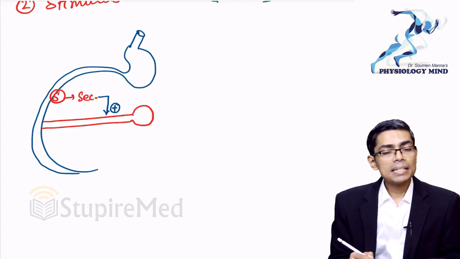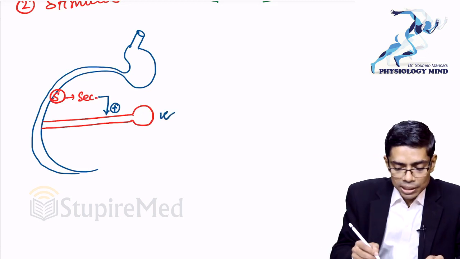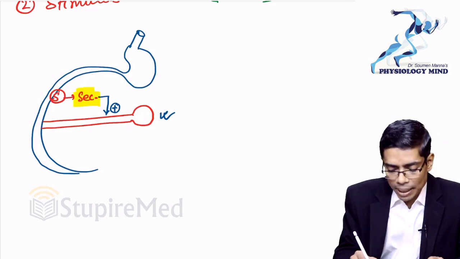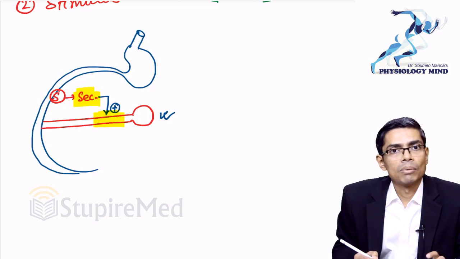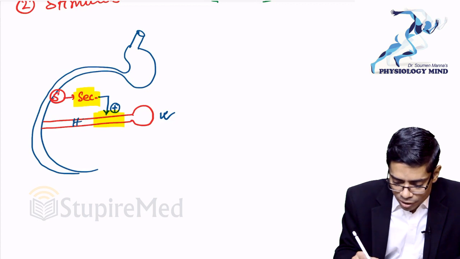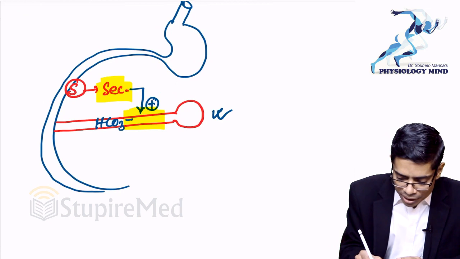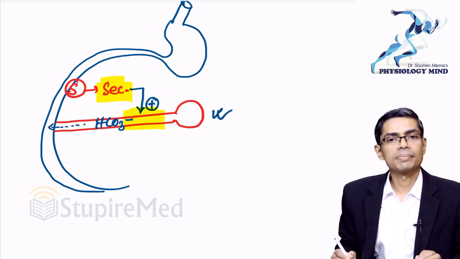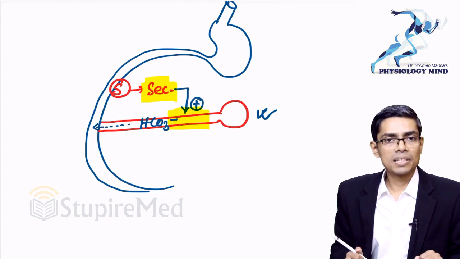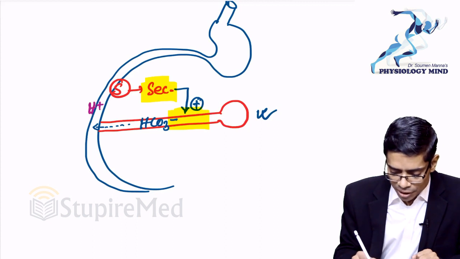In case of CCK, we talked about acinar action. Now we are talking about action of secretin on duct cell, pancreatic duct. What will it produce? It will produce bicarbonate, HCO3 minus, and this bicarbonate will reach the duodenum. Whenever this bicarbonate is reaching, it will cause neutralization of the H plus ion which is present here.